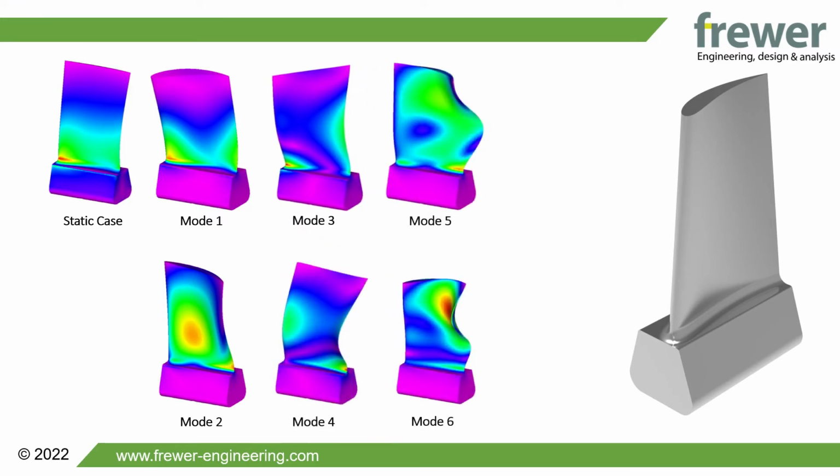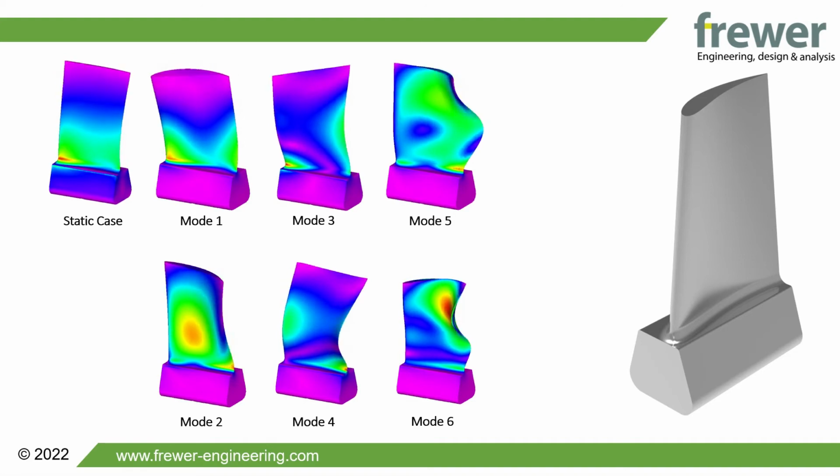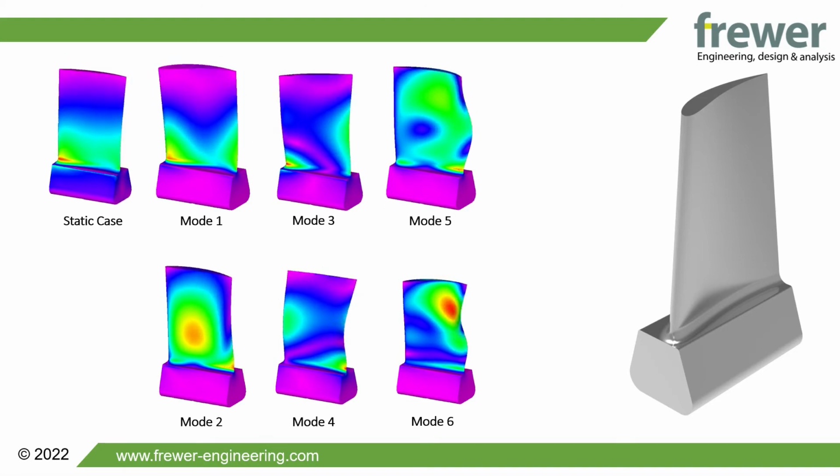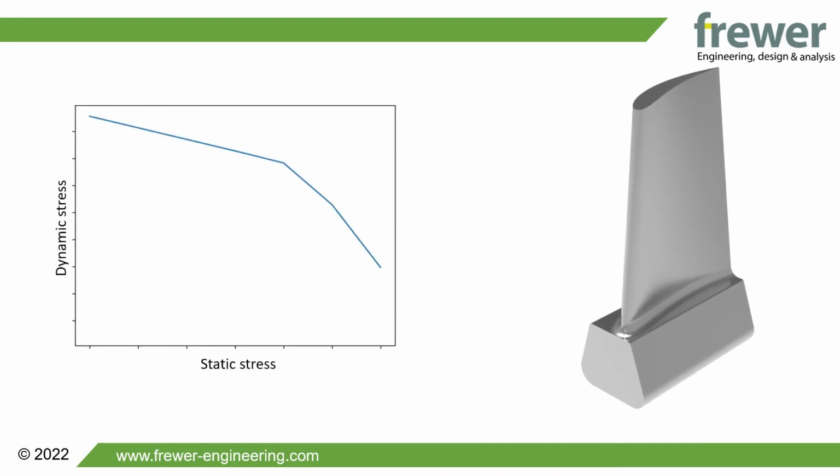For a more detailed look at our blade analysis capability, please see our video on cyclosymmetric blade analysis. And for information on Campbell diagrams, see our video on Rotordynamics, both linked in the description. On screen you can see mode shapes and stress distributions for the first 6 modes of the blade.